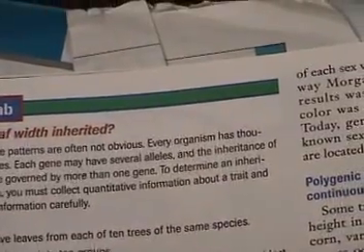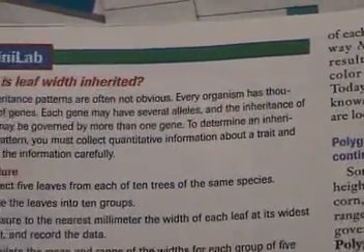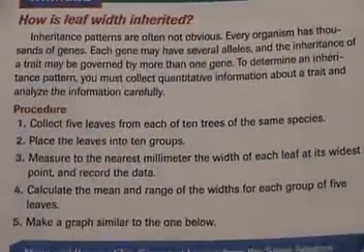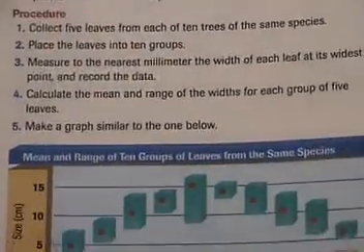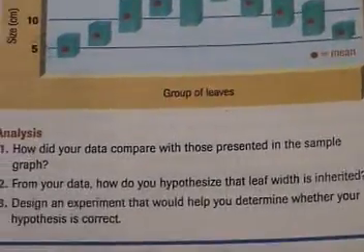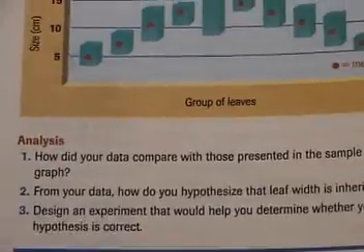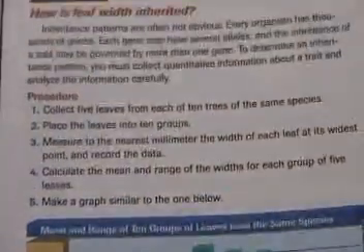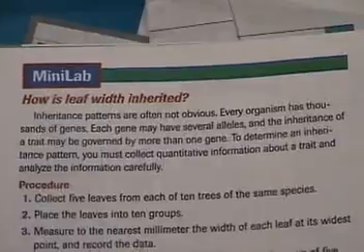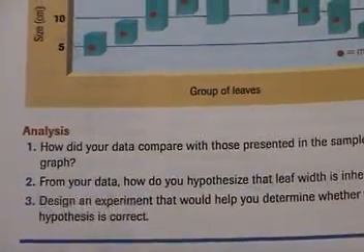It's inheritance patterns, and we're looking at polygenic inheritance patterns based on the leaf width. There are the procedures, there's the graph that they should end up with, and they have 3 analysis questions. I'm going to be taking videos of them and have somebody come get some video of me helping instruct them, but I don't help much because I've already briefed them on what they need to do, and they shouldn't have any questions, right, Erica? I need a ruler.